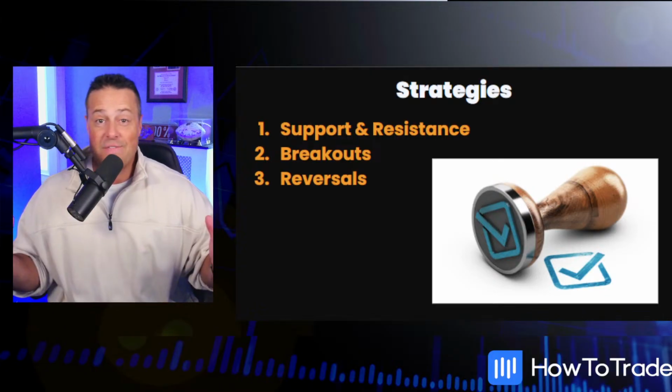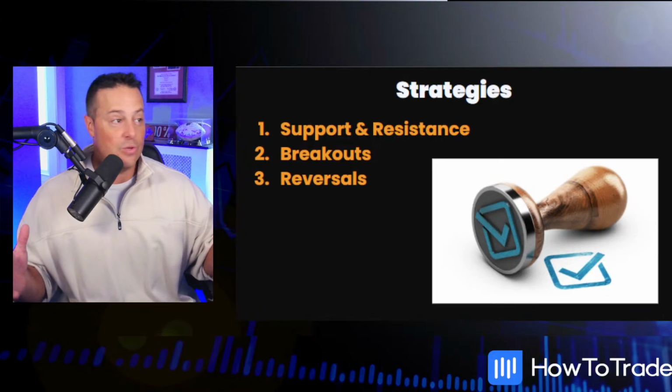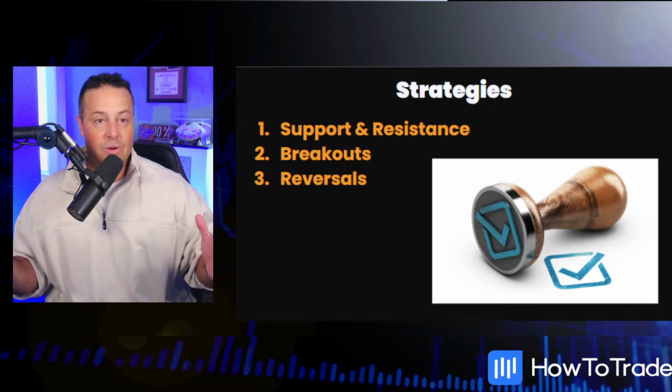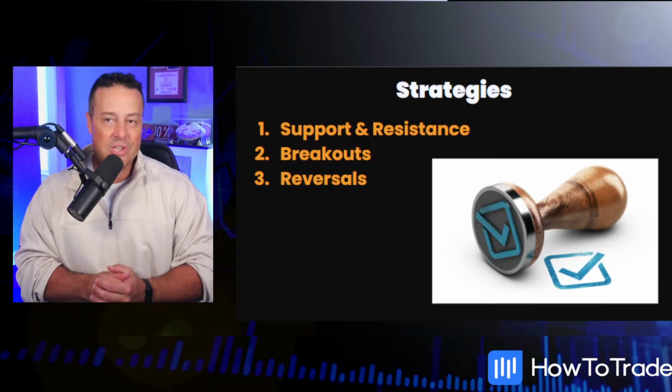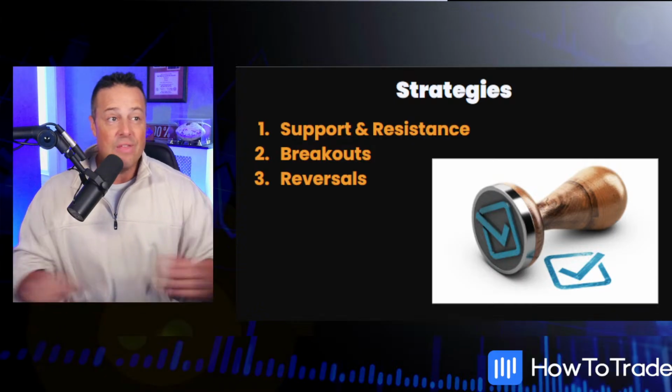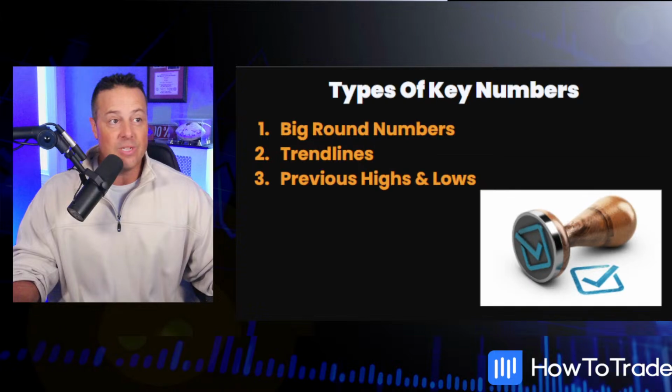Anybody remember 3,500 in gold? Huge reversal zone. People made a lot of money on that. All right, so I'm going to go ahead and get out to the charts, and we're going to start breaking down how to find these things. The first one that we're going to go through is big round numbers, and I can't think of a better market than Bitcoin to start with.